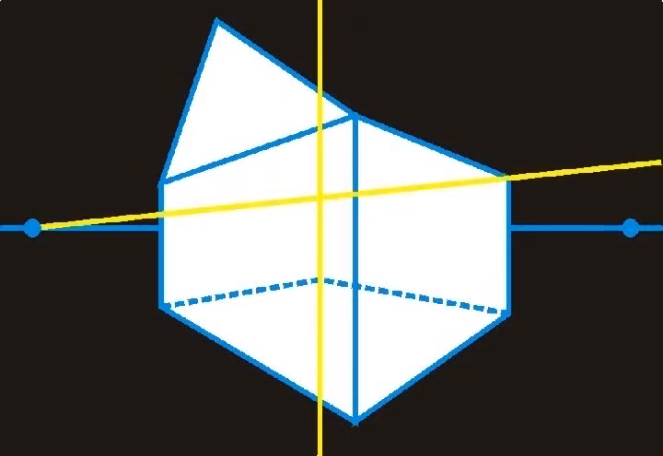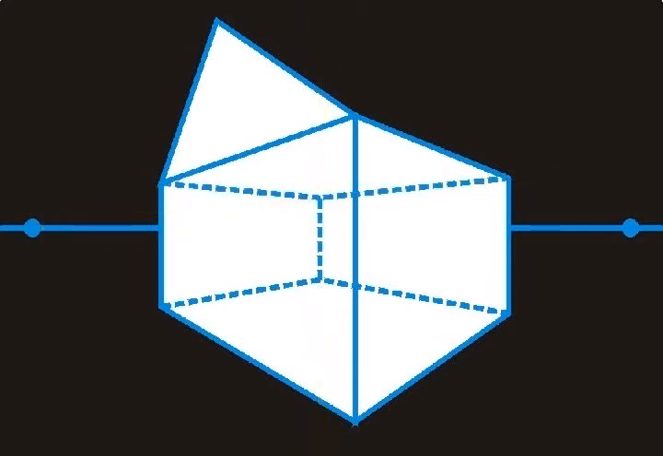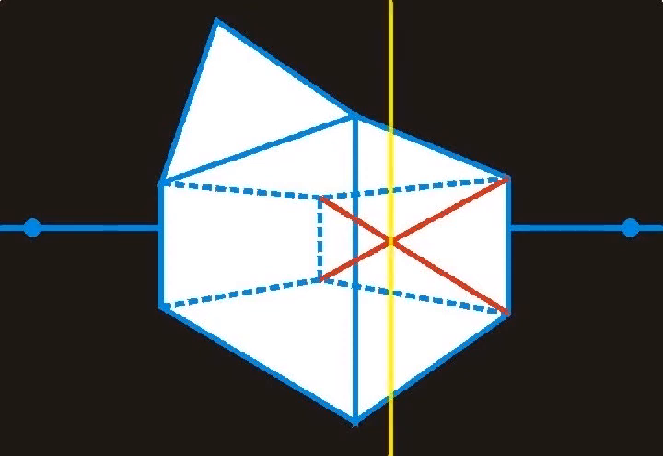Complete the back side of the house by drawing a line connecting the back top corner with the vanishing point. Find the middle of the back of the house by drawing diagonal lines like before. Draw a vertical line through the middle of the back side.